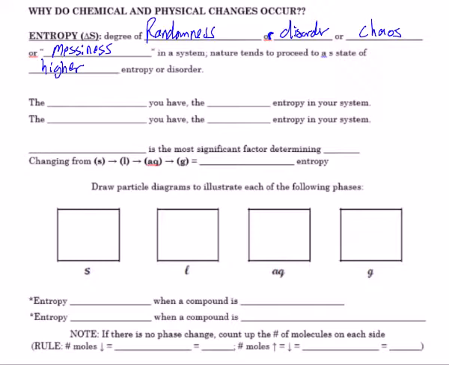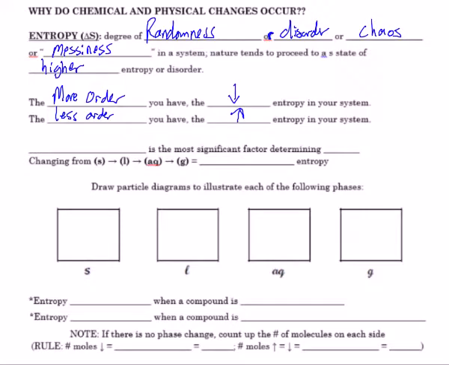Okay, higher entropy. So the more order you have, the what in terms of entropy? The less, right? It's kind of an inverse relationship. So the less order you have, the what in your entropy? Yeah, the higher, the more entropy you have.